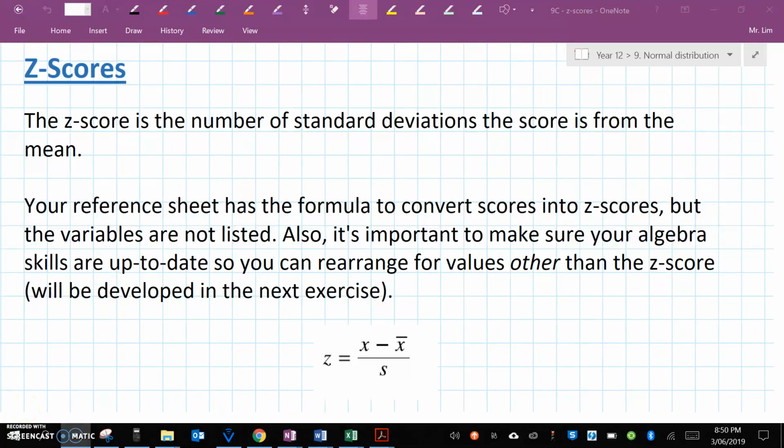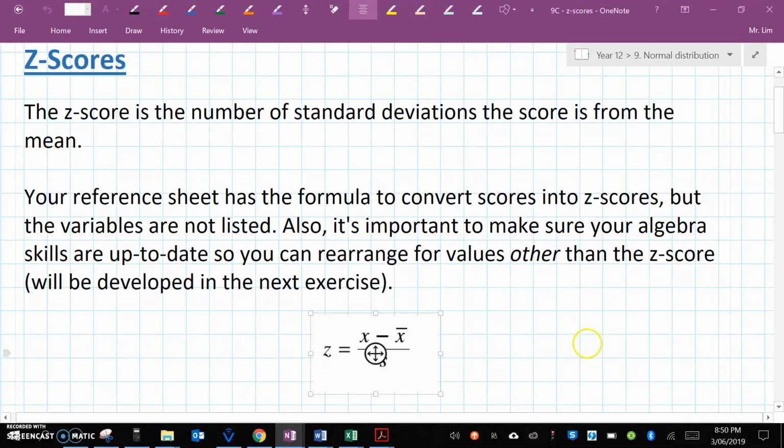Okay, so in this video we're going to be looking at z-scores. The z-score is the number of standard deviations the score is from the mean. Your reference sheet has a formula to convert scores into z-scores, but the variables are not listed. Also, it's important to make sure your algebra skills are up to date so you can rearrange for values other than the z-score, which we will look at in the next exercise.